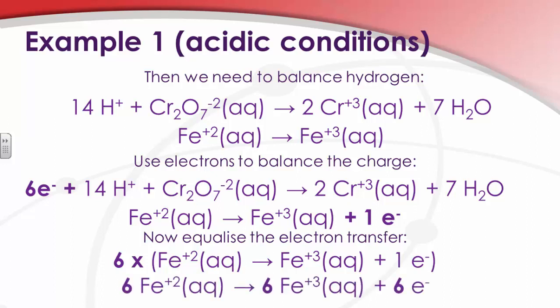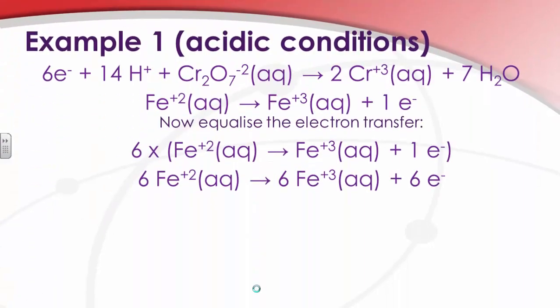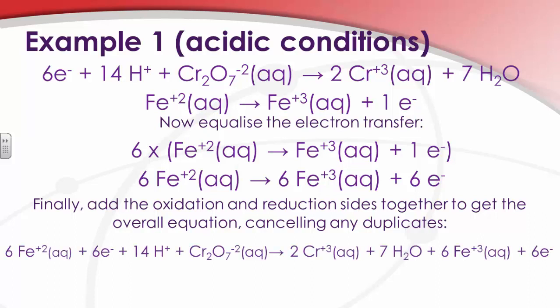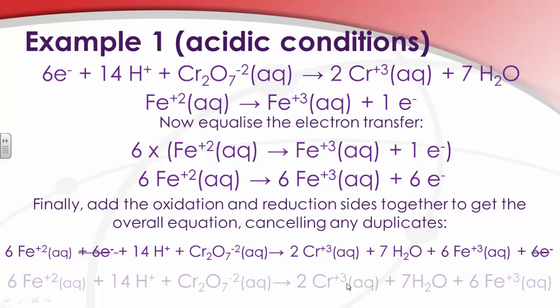Okay, so now we have balanced half reactions in terms of charge and in terms of electrons. Now all we have to do is add them together. So we add the two equations together to get the overall equation, and we cancel any duplicates. We have 6 electrons on both sides, and those are easy to cancel.